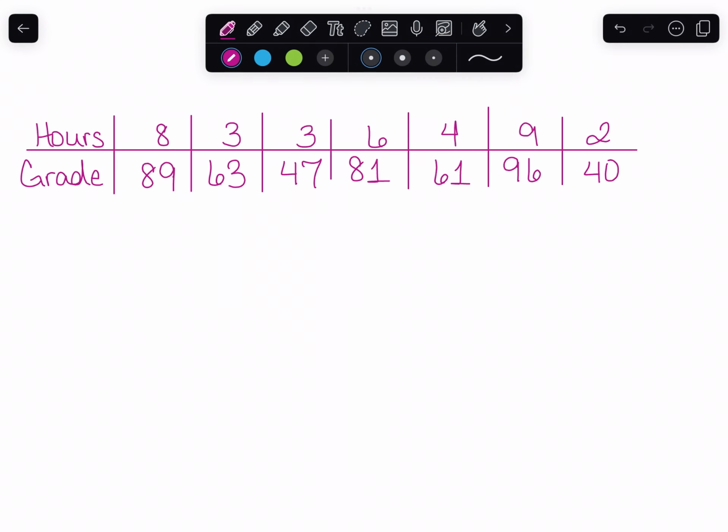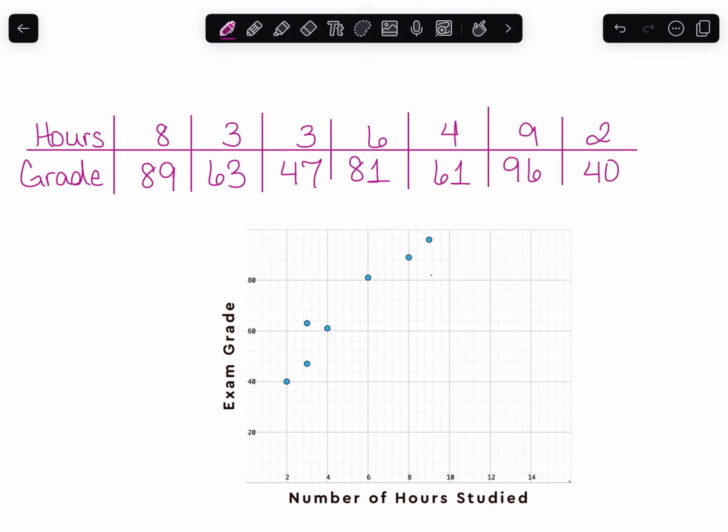Here I have another data set that shows the number of hours studied for an exam and the corresponding exam grade. In order to create a scatterplot for this, we'll put hours of study on the x-axis and the exam grade on the y-axis. This is because it's expected that the hours of study will impact the final grade and should thus be the independent variable. We then plot each individual as an ordered pair. We can see this scatterplot here.